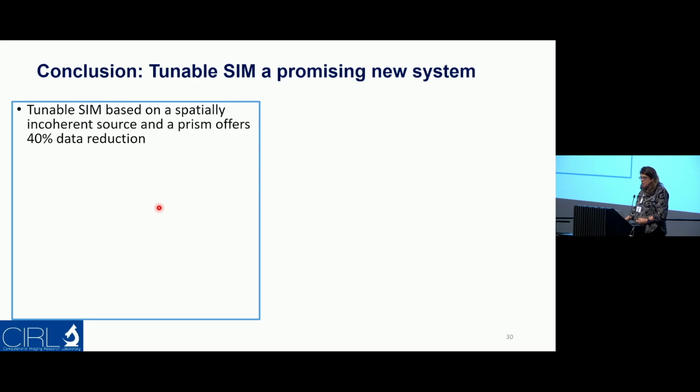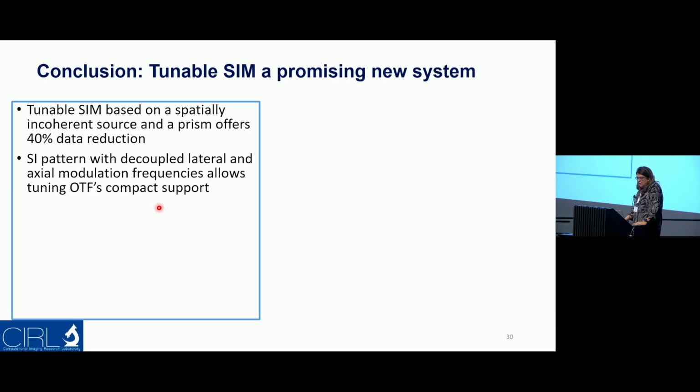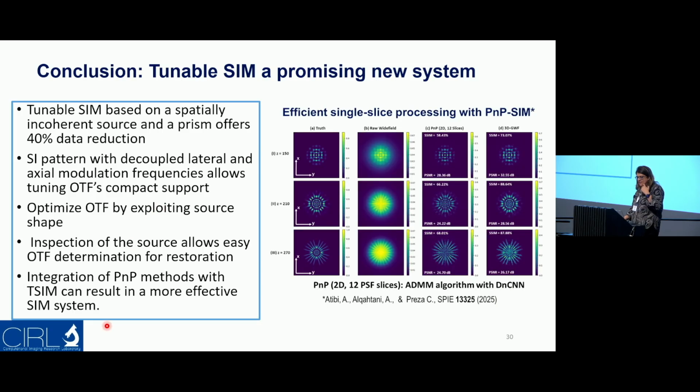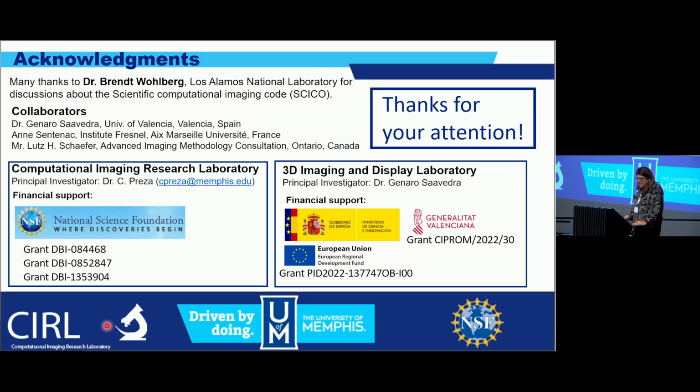So in conclusion, I talked about a tunable SIM approach that gives you 40% data reduction. You can engineer your optical transfer function, and you can determine the visibility easily by inspecting the source, and by integrating new methods like plug and play, you can have a more efficient SIM system.